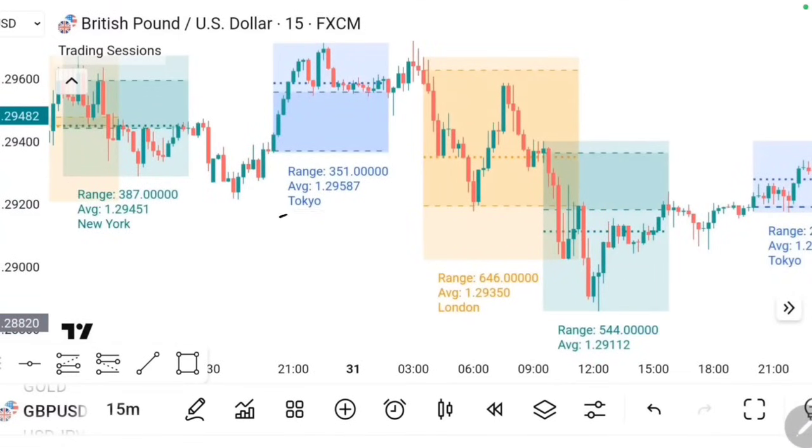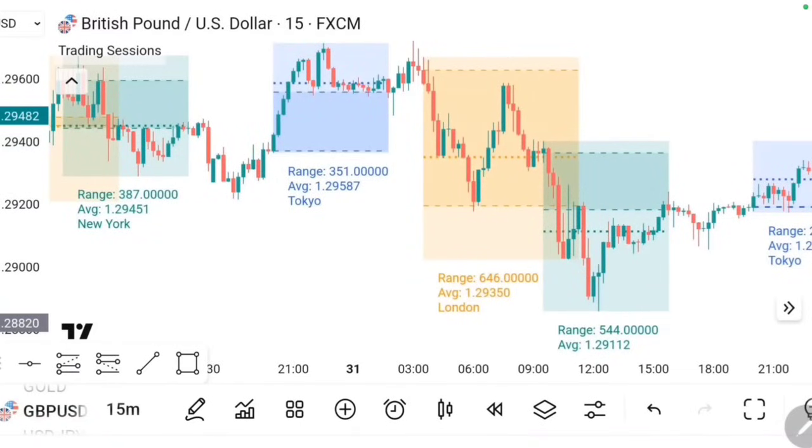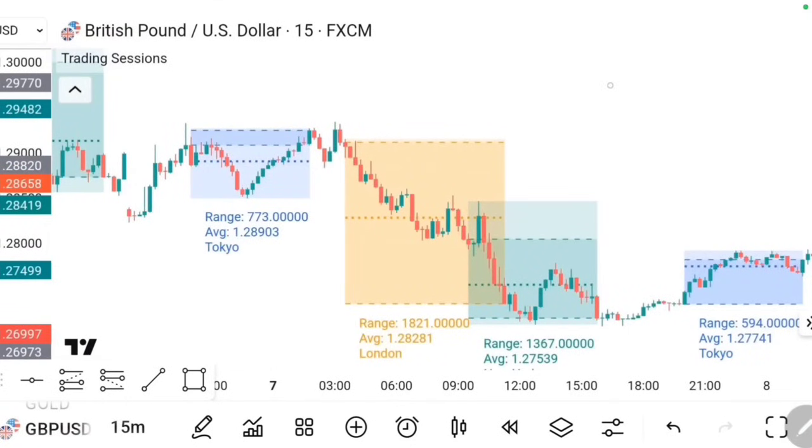Okay, let's look at another example. In this case as well, this is your Tokyo session, the London session, and the New York session, somewhere around there. Here at the London session, just before the New York session opens, you identify a flag. The breakout of the flag happened, and then a retest and the entry downwards. This is the first leg of the move, and this is your trade at the New York session.